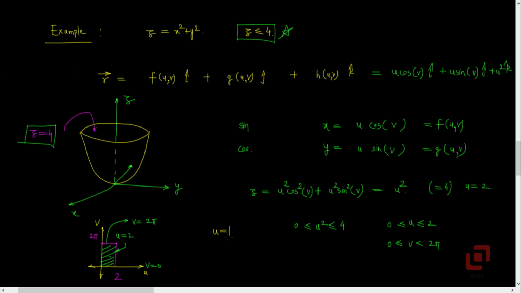Now if u equal to 1, then r bar is no longer a function of two parameters u and v, but is only a function of the parameter v. Secondly, if u is equal to 1, then z, which is u squared, will be equal to 1. What does the equation of the paraboloid tell us now? If z is equal to 1, then x squared plus y squared equal to 1.